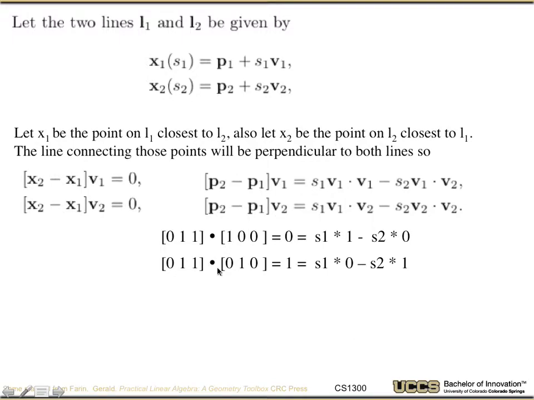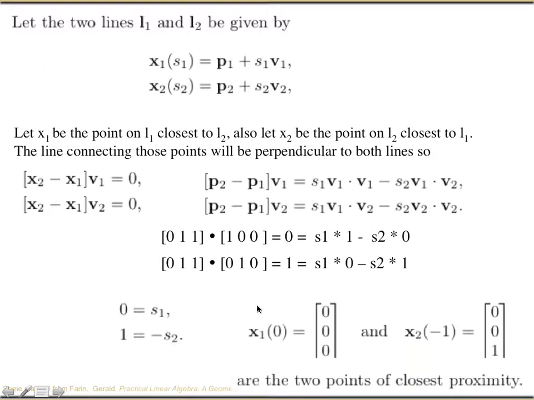For the second row, I'm doing p2 minus p1 dotted with v2, so I get 0, 1, 1 dot 0, 1, 0. This time that's equal to 1. On the right-hand side, I get s1 times 0, because again v1 dot v2 is 0, and then minus s2 times 1. So that gives me my solution: s1 equals 0, s2 equals minus 1.